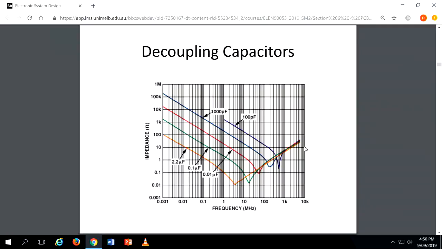For the inductor, when the frequency increases, the impedance will increase. So that's the reason for this curve. At this point, what is happening is that your capacitance and inductance are cancelling out. So that's the reason here you are getting a minimum impedance point.